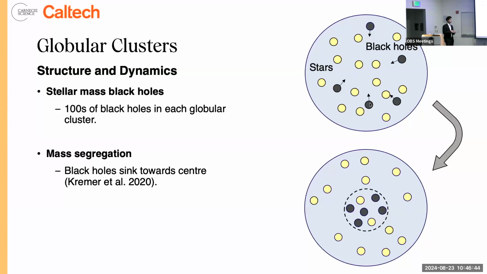What happens is that as these black holes undergo dynamic gravitational interactions with other stars, they'll tend to kick these lower mass stars towards the outer edges of the globular cluster, while the black holes themselves sink towards the center, forming a really dense stellar environment in the core of the globular cluster. This process is known as mass segregation. Inside this dense stellar environment, it's very prone to events such as really strong gravitational interactions, or even collisions between black holes and other stars.